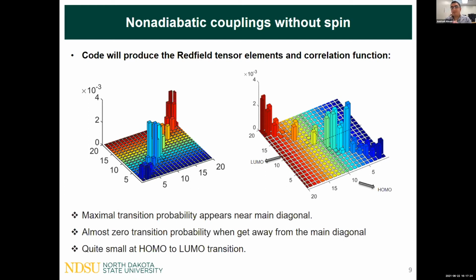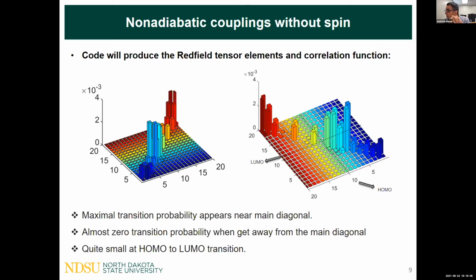And this is the visualization of the transition probabilities. Here we have 20 orbitals, so this code generates and saves a 20 by 20 matrix. The matrix name is RRR, the Redfield tensor as an average over the different time steps. And this plot is a visualization of that matrix. As you can see, there should always be a maximal transition probability near the diagonal of the matrix.